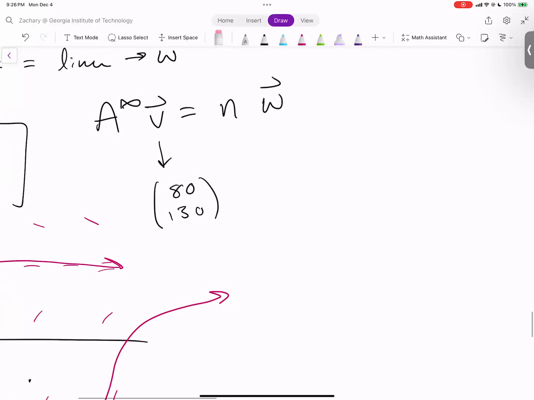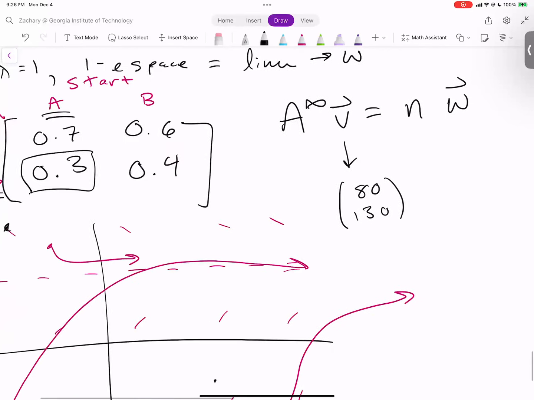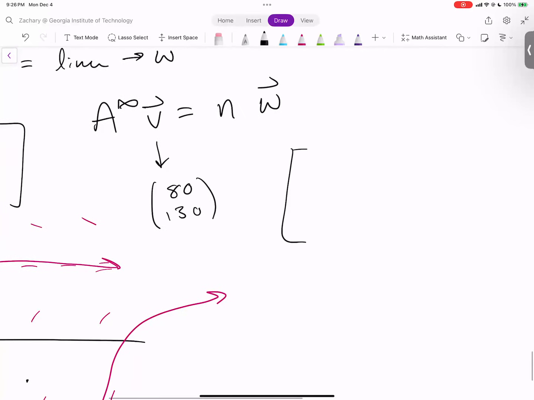Now we have to actually find the one eigenspace. It's not too hard for this case. We just subtract the identity matrix. We get negative 0.3 and 0.6. Does it matter what my second row is? Why? Because it just kind of goes away. You're right, but why?